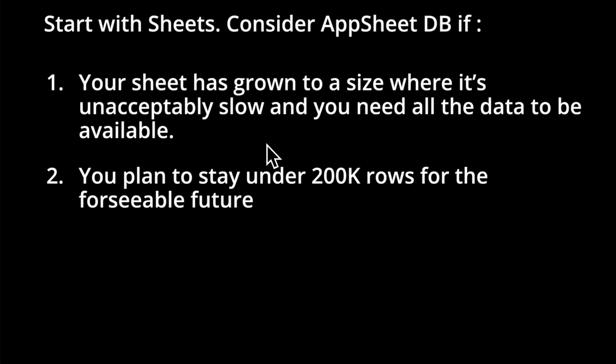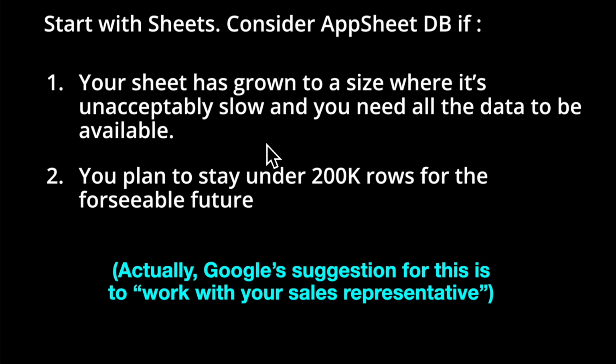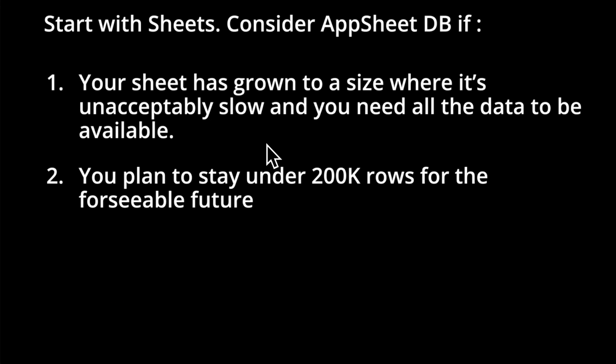But AppSheet DB currently has a limit of 200,000 rows, and there's not really an option to go anywhere else from there. So if you're at 100,000, if you're at 150,000, you want to be able to stay within that 200,000 for the foreseeable future, or you're going to have to figure out some other migration path in the very near future, and you might as well just do that right now.